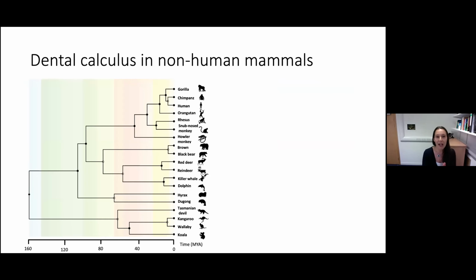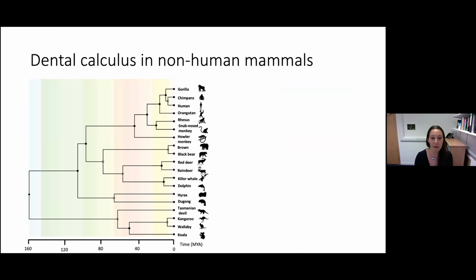So dental calculus in non-human mammals is actually quite widespread. And here's a small representation of different mammalian species where I have observed dental calculus. I put it out here just to show the diversity of mammals and the diversity of evolutionary or ecological questions that can be answered with this material.